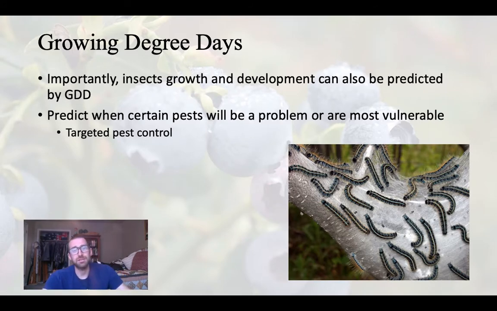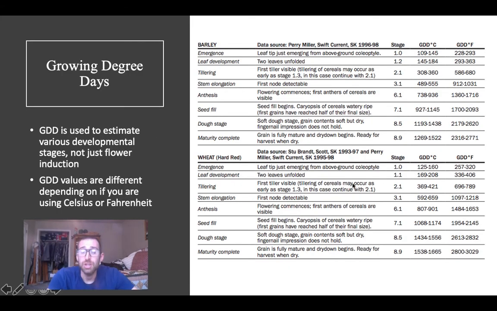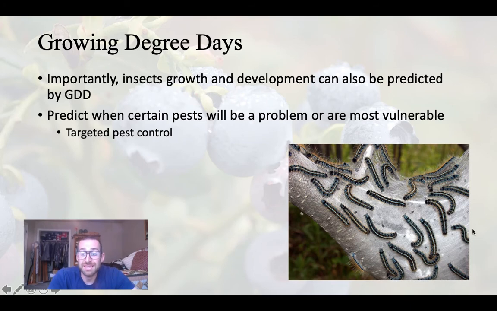Now, besides plants, calculating growing degrees is helpful because insect growth and development is also predicted by growing degree days, right? You can also look up similar charts that you can see here. You can look up different insects and insect pests. And using this knowledge, if you're keeping track of this, you can predict when certain pests are going to be a particular problem or when they're going to be most vulnerable to some sort of mitigation, whether it is using pesticides or some other kind of targeted pest control.